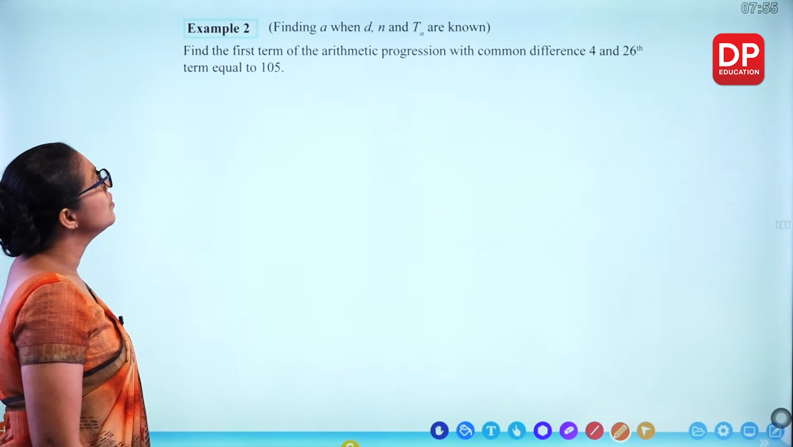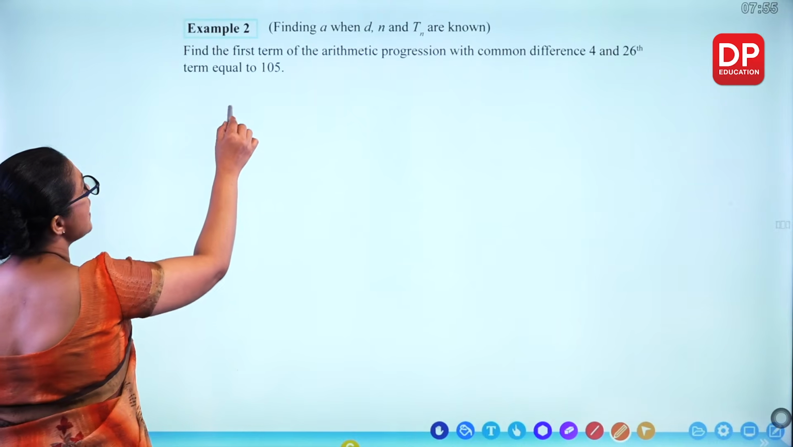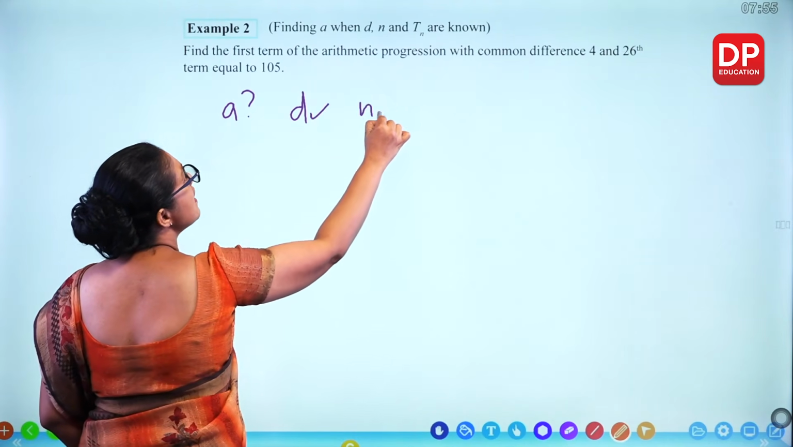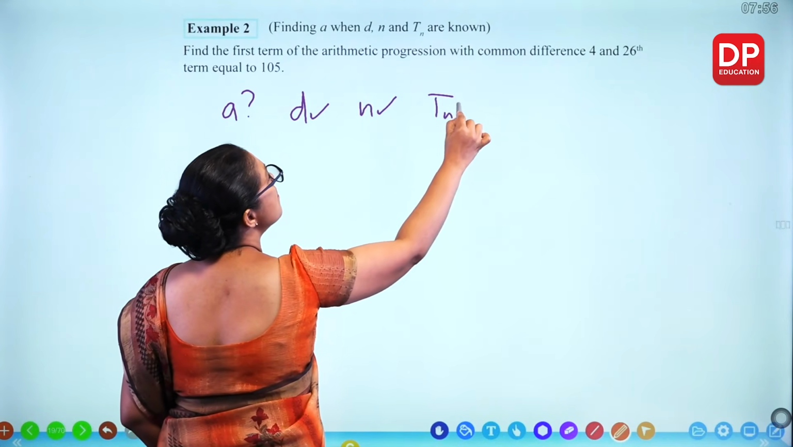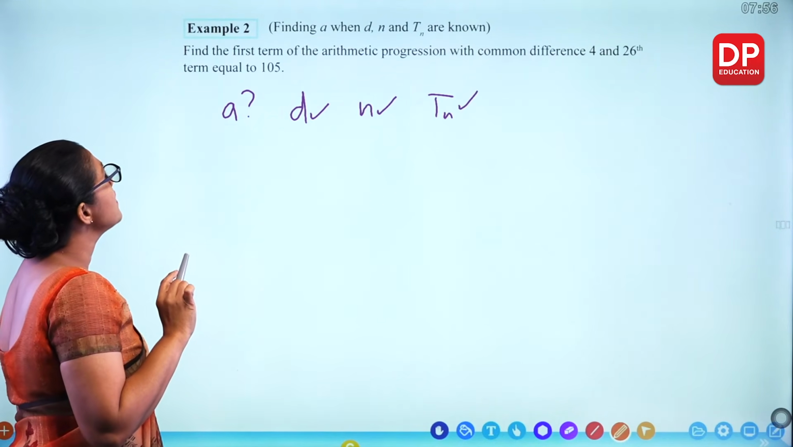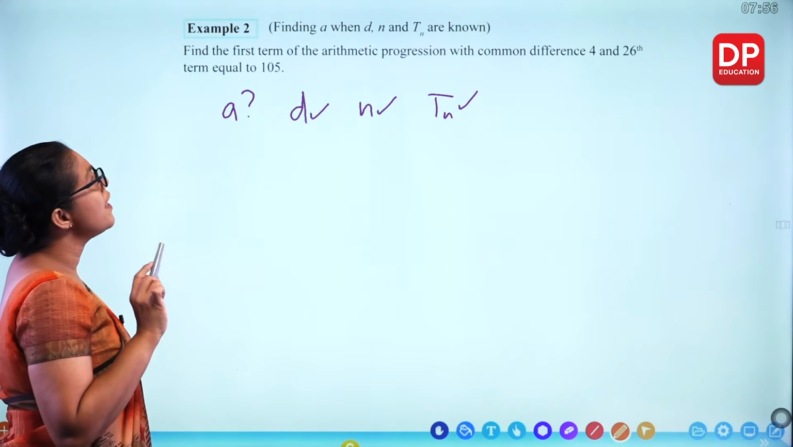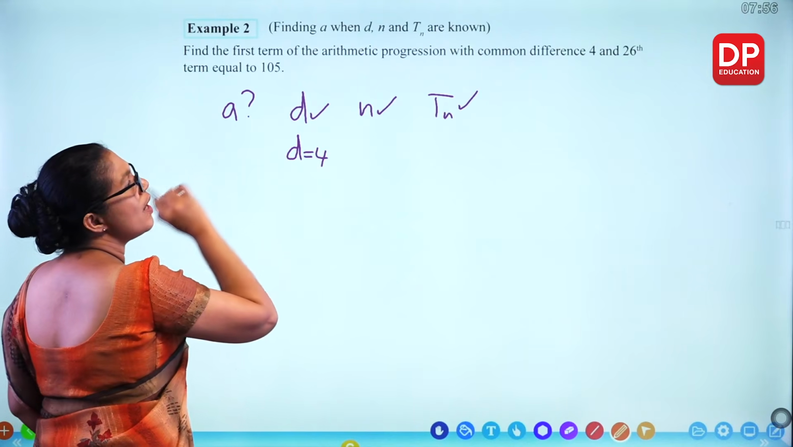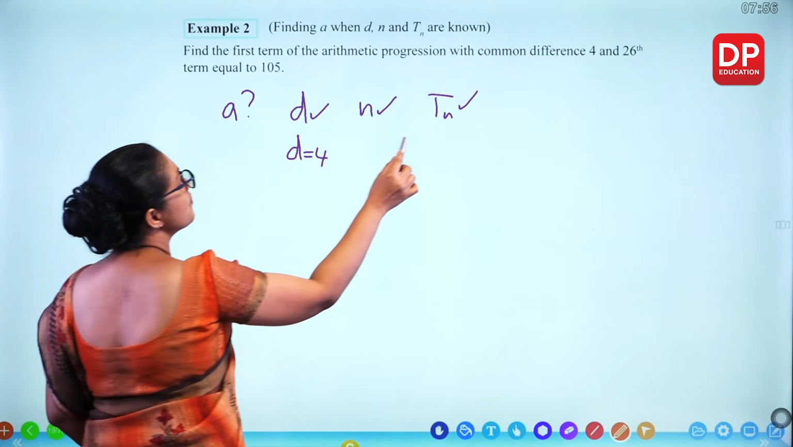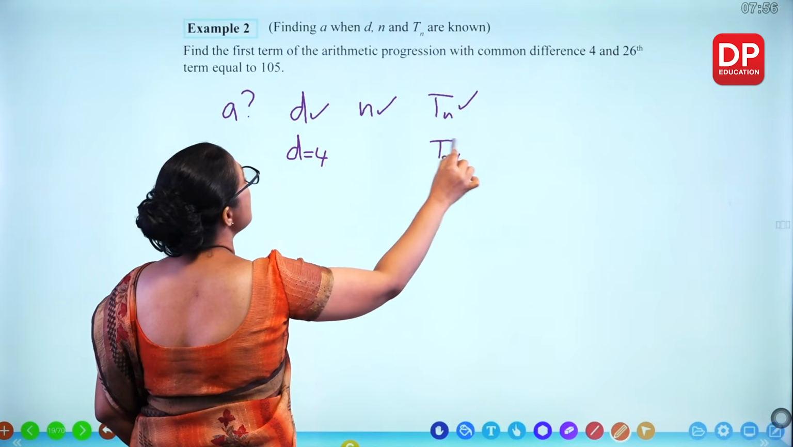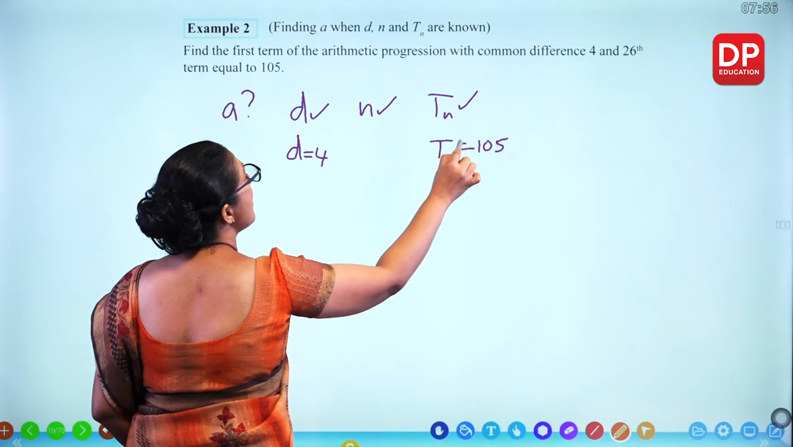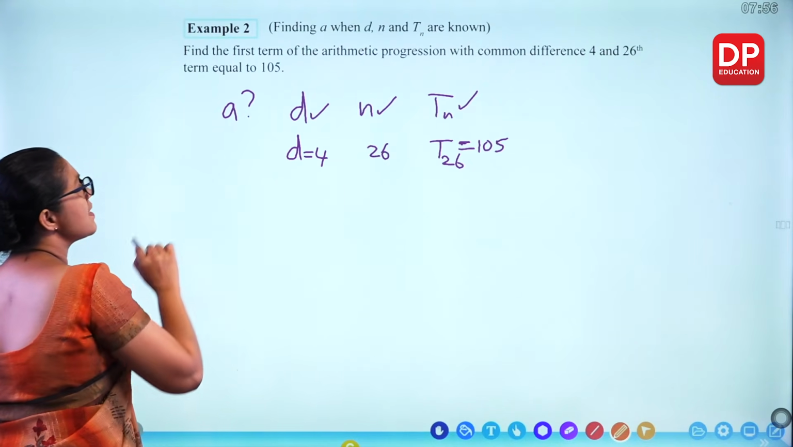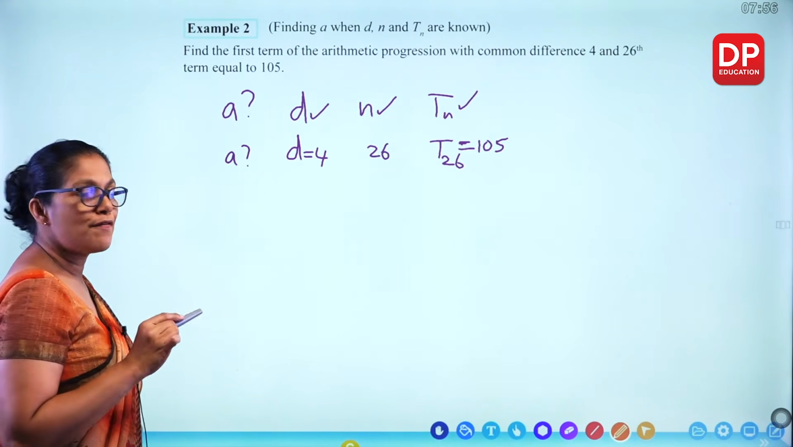Example number 2. In this case, finding A, so that means you don't know A, when D, N and nth term are known. Now we'll look at this question. Find the first term of the arithmetic progression with common difference 4. So D equals 4. And 26th term is 105. And 26 means n is 26 and we need to find out the first term.